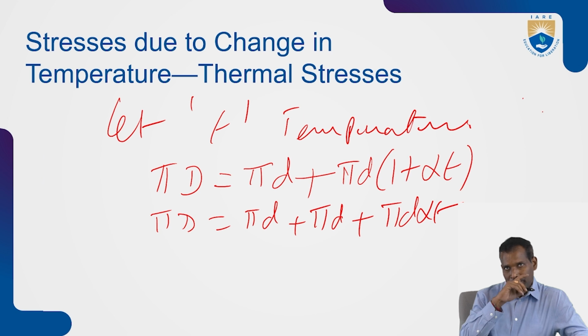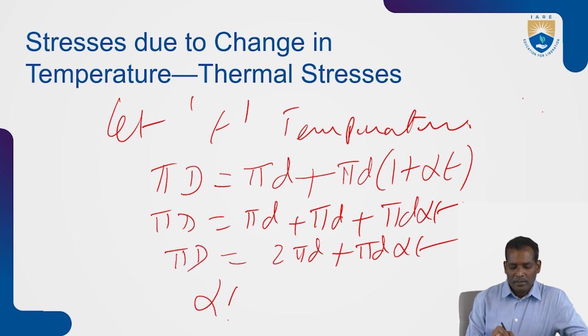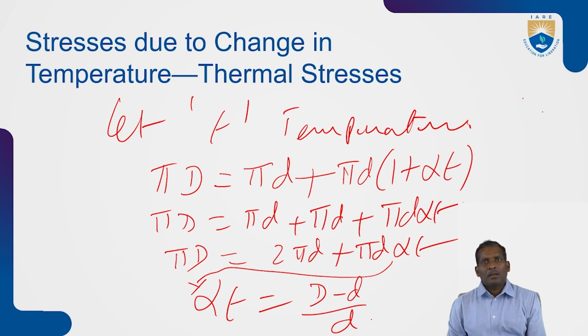So here, 2 pi d plus pi d alpha t, and a capital pi D. So take alpha t here, take outside, you will get capital D minus small d by original diameter d.